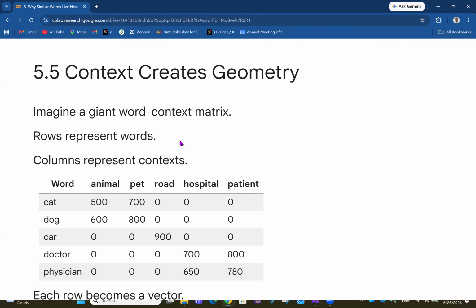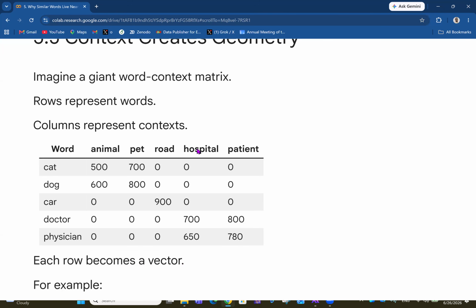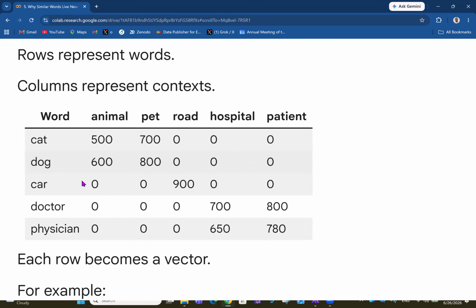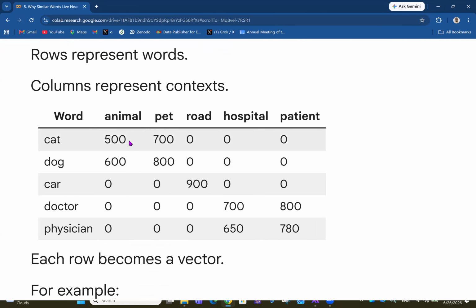Imagine a giant word-context matrix, where rows represent words and columns represent contexts. For instance, cat: animal 500 points, pet 700 points, road 0, hospital 0, patient 0, since it has nothing to do with all of this. Dog: animal 600, pet 800. It's more animal, more pet than cats, so to speak. Maybe more people love dogs as pets than cats. Road, hospital, and patient are totally unconcerned.